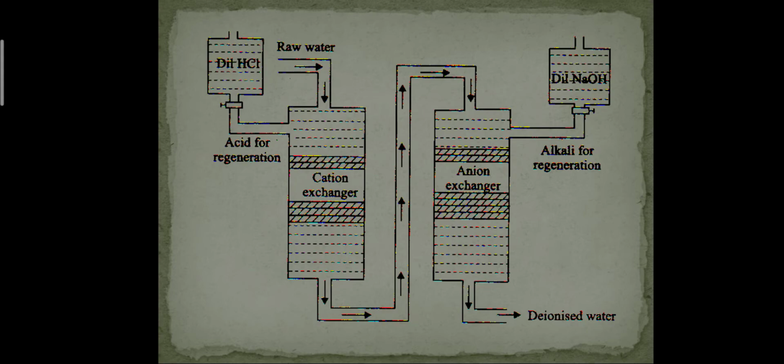The demineralization process is explained in this diagram. Raw water is passed through the cation exchanger chamber. All the positive ions are replaced by H plus ions. Then positive ions free water is passed through the anion exchanger. Here all the negative ions get replaced by OH minus ions. The resultant water obtained from the anion exchanger is completely free from positive and negative ions. So the hydrogen ions produced by cation exchanger react with the hydroxide ions released by anion exchanger to form water molecules. This water is called demineralized water.